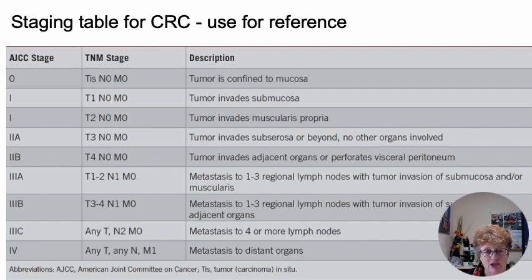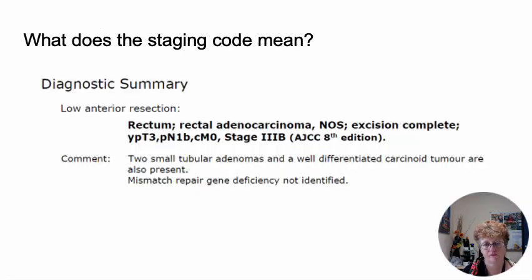This is the AJCC stage, the American something cancer stage. Sorry, I've just forgotten what it stands for. And so I would call it a T3, N1, M0. And altogether that would make him a stage 3B, and that would influence his treatment.